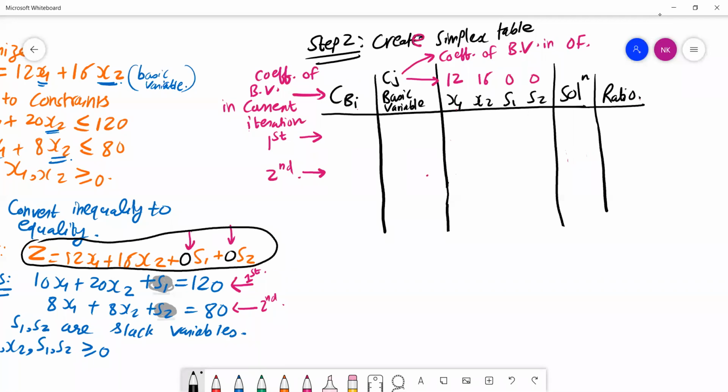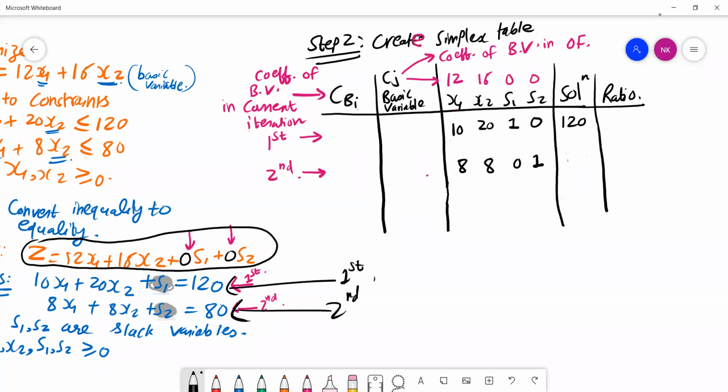Now, we would be simply mentioning the first and the second constraint. For the first constraint, what are the coefficients of each of these basic variables? It's 10, 20. So let me write over here 10 corresponding to x1, 20 corresponding to x2, then 1 corresponding to s1 and 0 corresponding to s2. For the second constraint, we have 8, 8, 0, and 1. This is our second constraint, and this is our first constraint. Write the solutions over here. It's 120 and it's 80.